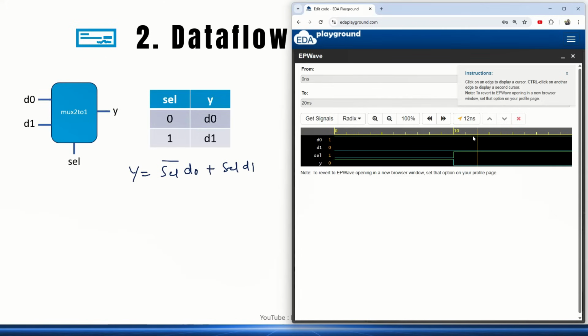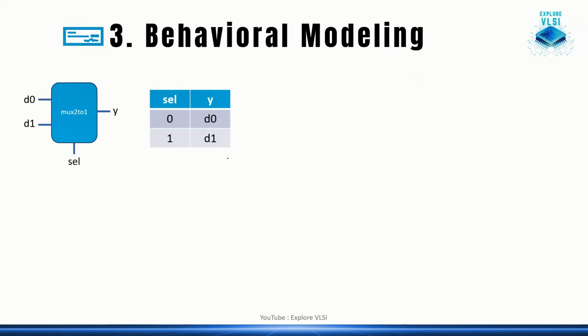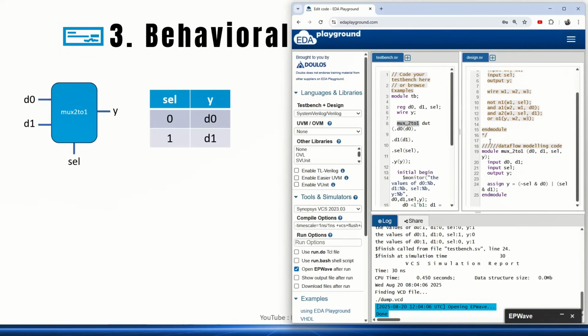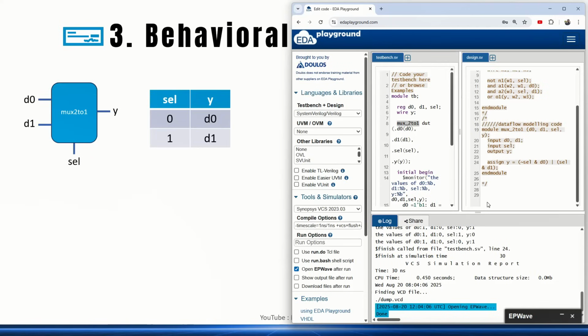This is working fine. Now here, when D1 is equal to 0, we are supposed to get Y is equal to 0 since select is equal to 1. This is the way we can verify the data flow modeling code as well with the same test bench. Now let us go for behavioral modeling. In the behavioral modeling, we'll be writing the code in terms of if-else statement or in terms of case statement. So again, I am commenting this code as well. Let me take a new code and let us design using behavioral modeling now.